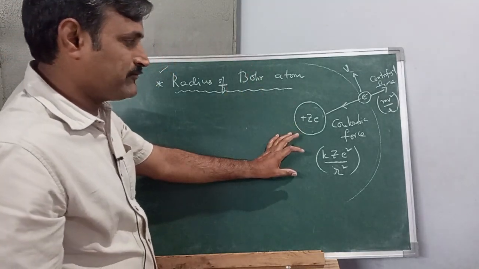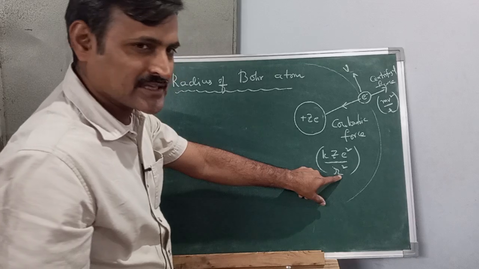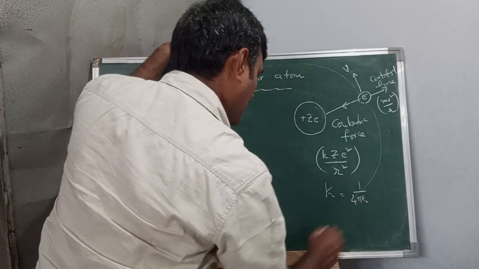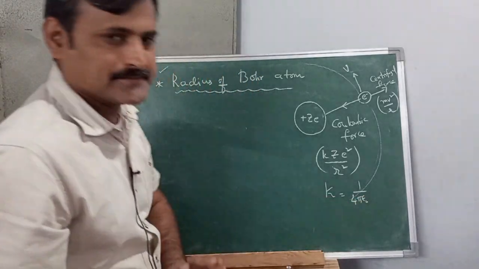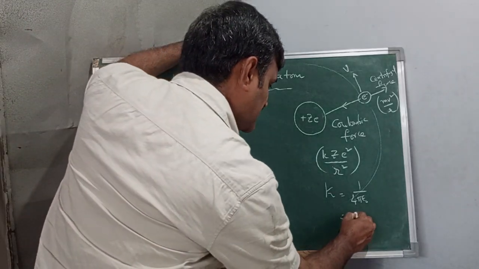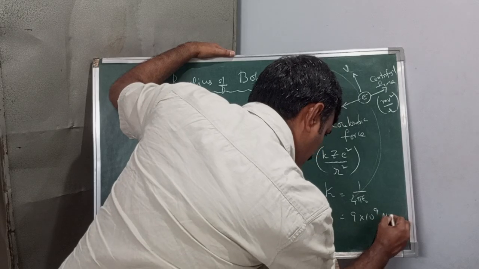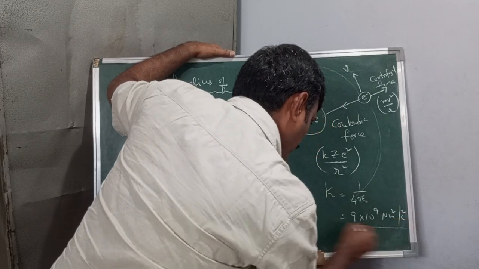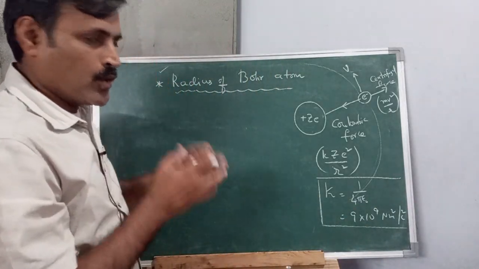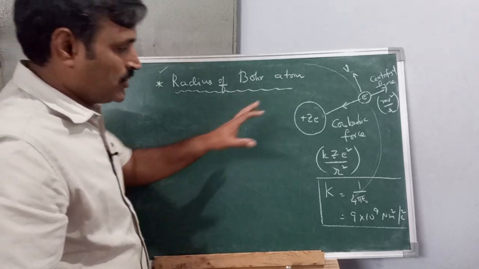Coulomb's law, if you apply it here, the Coulombic force of attraction will become K into Z into E square by R square, where K is a constant which equals 1 by 4 pi epsilon naught, where epsilon naught is the permittivity of free space. In free space, it is equal to 9 into 10 to the power of 9 Newton meter square per Coulomb square. So that is common for any of the species to move. Such a constant we have to introduce in the Coulombic force of attraction to get the answer.